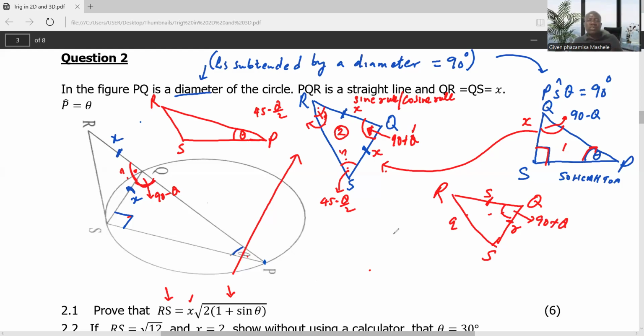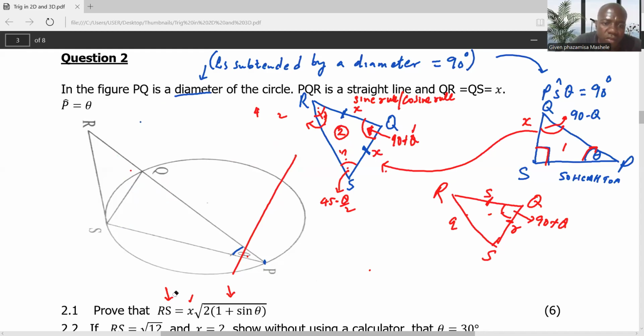Okay, let's now use the cosine rule. First of all, let's check what we're looking for. We are looking for RS. And what is RS there? RS is the small letter Q. So since it's the small letter Q, we use the cosine rule, because I've told you we have to use the cosine rule here because of the square root.